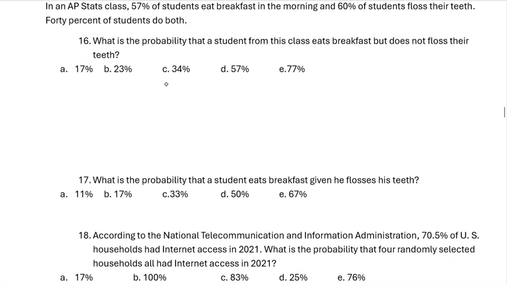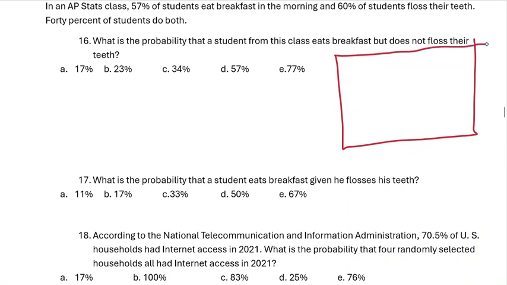In an AP Stats class, 57% of the students eat breakfast in the morning, 60% floss their teeth, 40% do both. What is the probability that a student from this class eats breakfast but does not floss their teeth? Okay, well, this could probably be shown with the Venn diagram. We have breakfast and we have flossing. We're going to call this B for breakfast, this F for flossing.